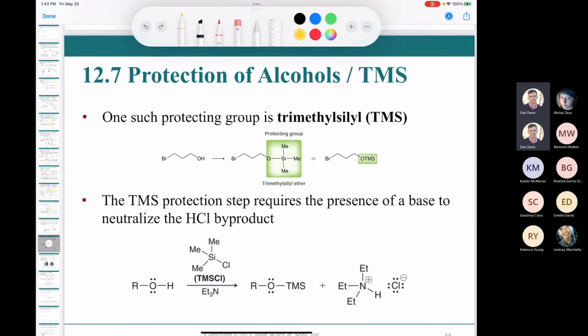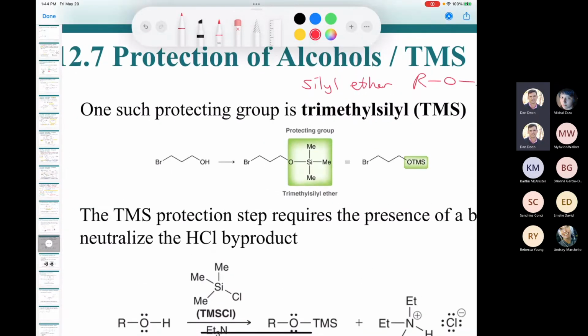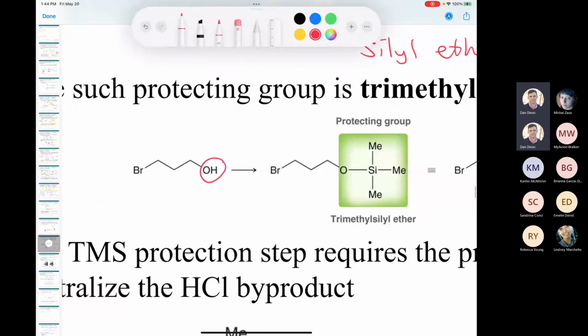Organic chemists are great at finding all kinds of ways to get reactions to work when they want them to. One such protecting group that we can use to mask the functionality of an alcohol is a trimethylsilyl ether. This is a type of what we call a silyl ether, because the silyl ether has an R group, then an oxygen, and then a silicon, right? Silicon for the silyl group. So what we do is we take the alcohol here and we make a silyl ether.